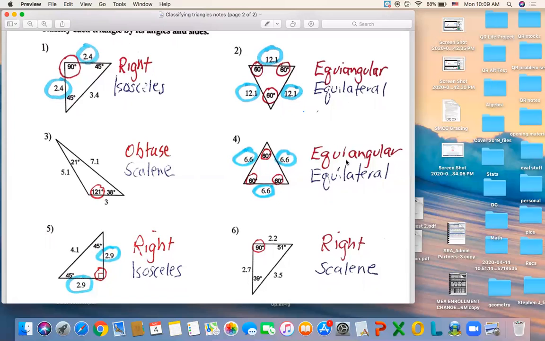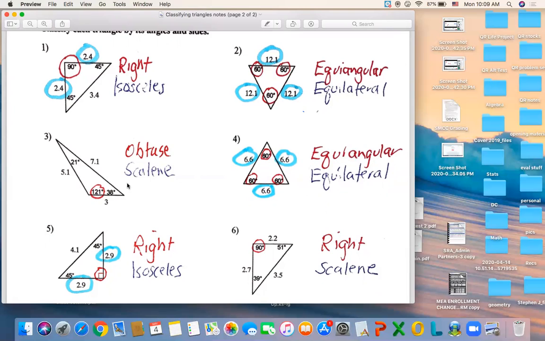Notice here, these 2 terms always go together. If it is 3 congruent angles, 3 congruent sides, that always happens in pairs. It always goes together. So I never have an equiangular and isosceles or equiangular and scalene. So always equiangular and equilateral.